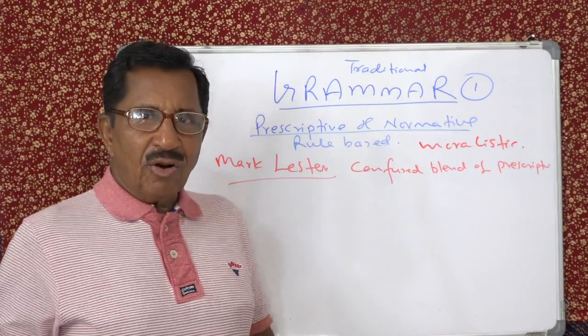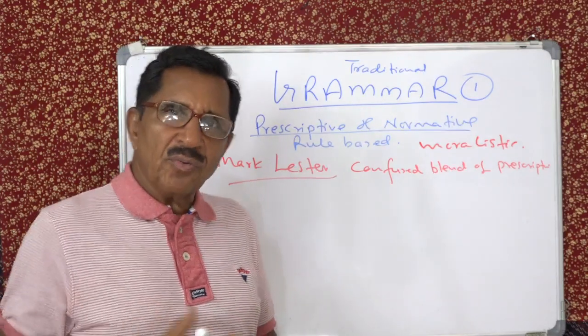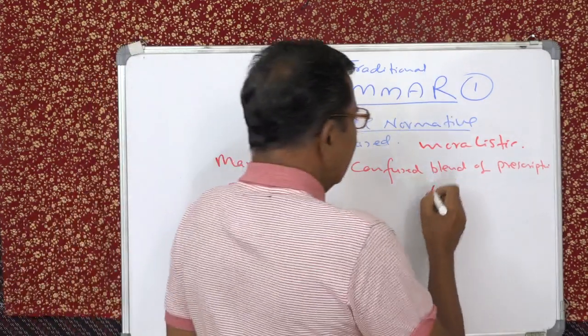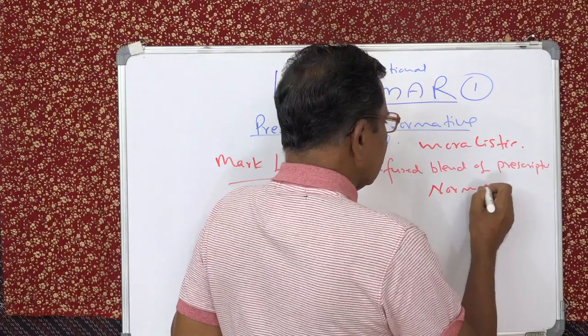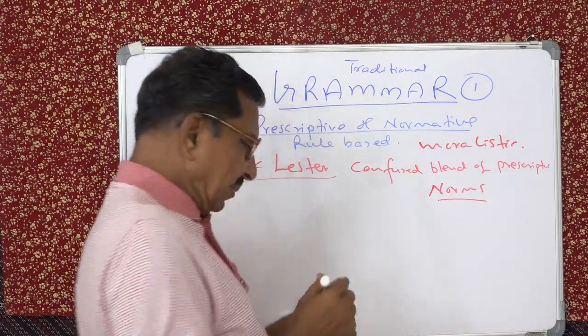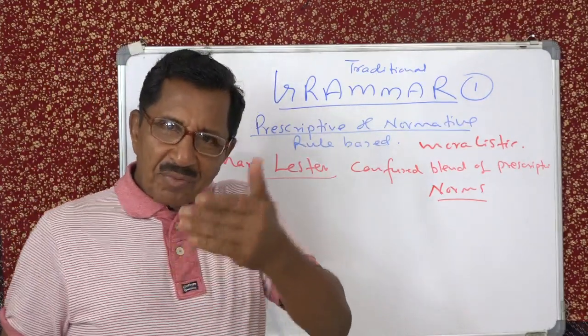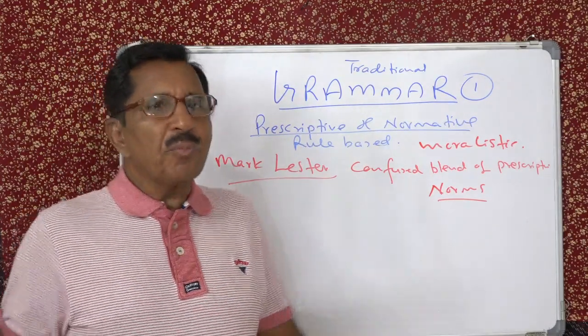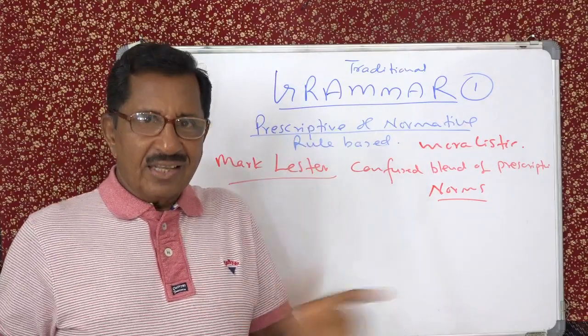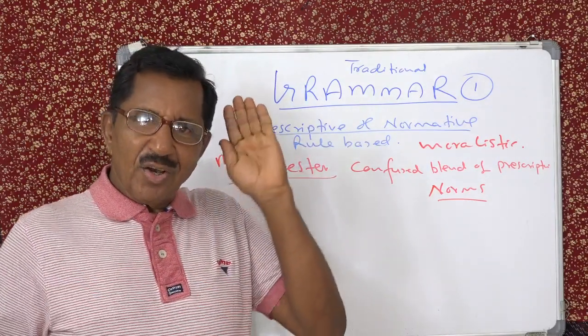Normative again means the same. Norms are norms. Norms means rules. So you have to observe certain norms in a college. When you are in the college, outside the campus it's okay, but inside the campus, norms. Means some rules you have to observe. So, rule-based. Yes, the traditional grammars were rule-based.